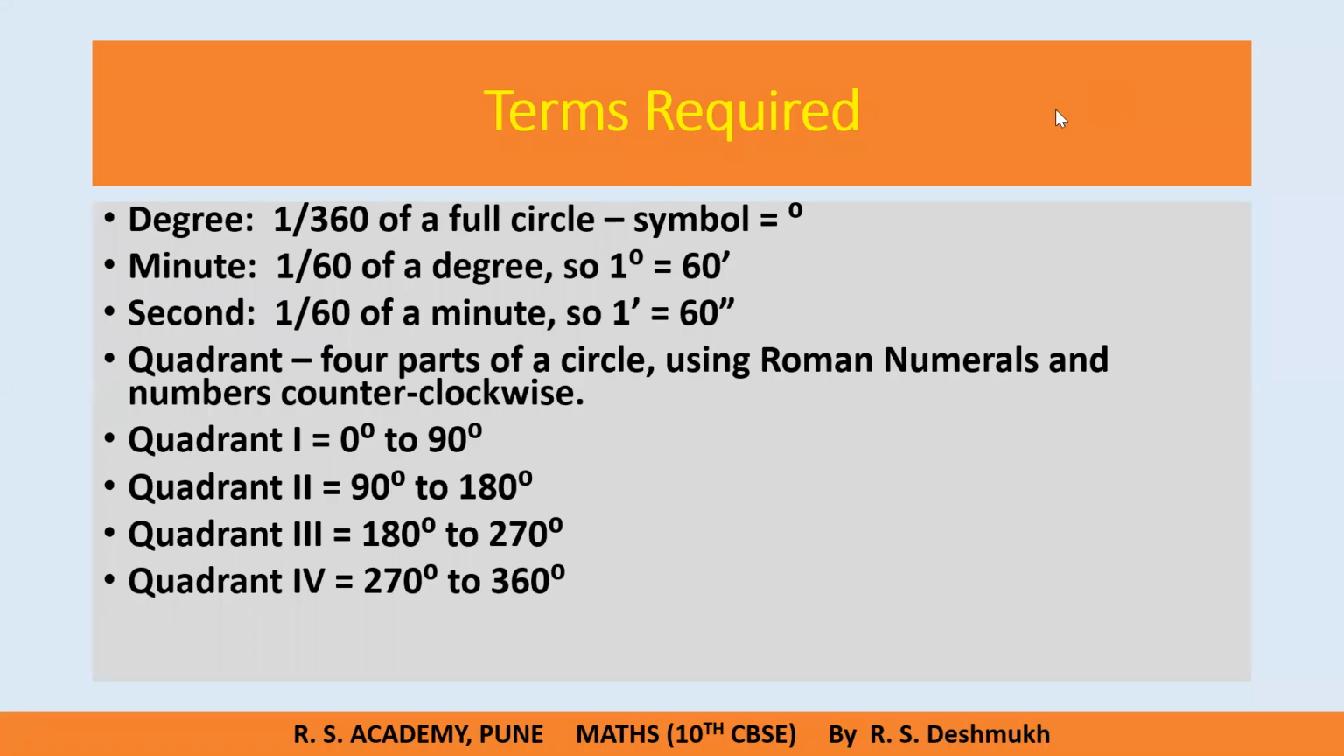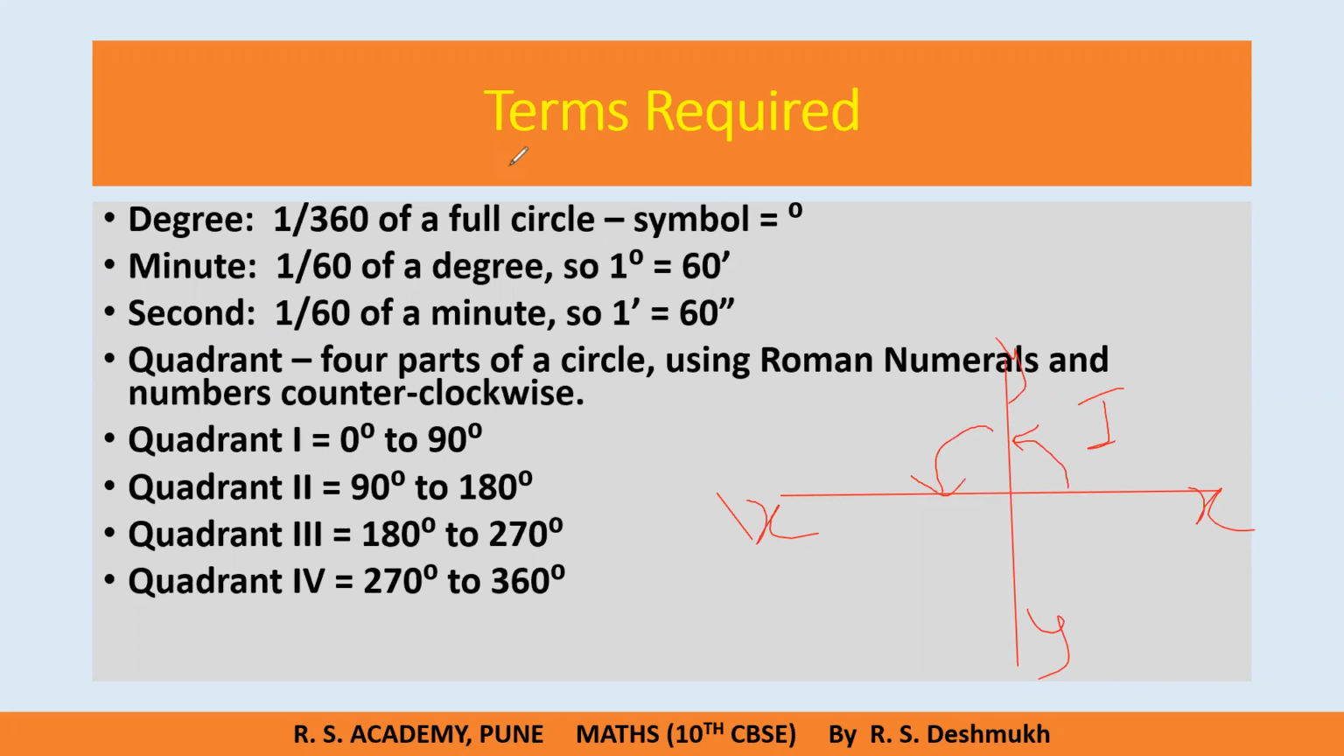Here, you should know the basic things. There are generally 4 quadrants. Whenever I say 4 quadrants, that means if I draw a vertical and horizontal line, the horizontal line represents the x-axis and this will be the y-axis. So this is the first quadrant. If you measure from here in anti-clockwise direction, 0 to 90 is the first quadrant.